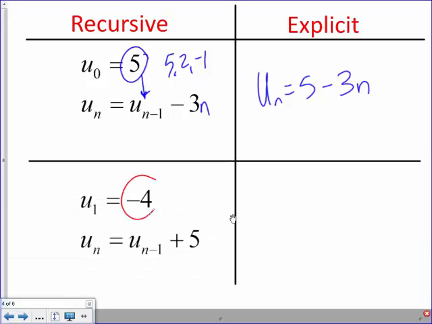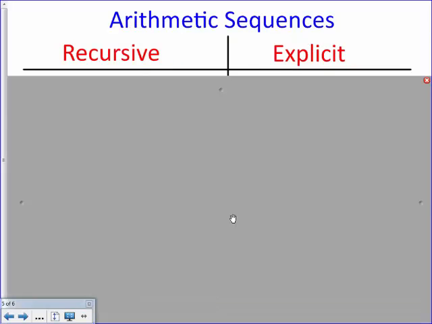Let's see if this gets tougher. Negative 4. All right, put that in my first term. Throw an n right there. Done. All right, so u sub n equals negative 4 plus 5n. Should work out, right? Because I'm starting at negative 4 and I'm adding 5 each time. Moving on. All right, so basically that's only for arithmetic sequences, right? When you're just adding or subtracting.